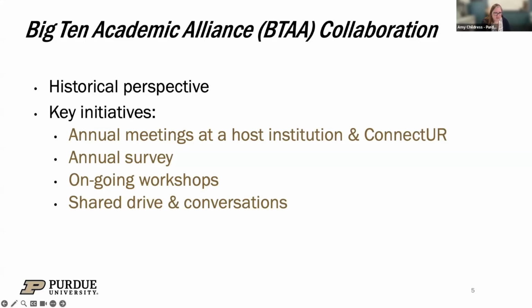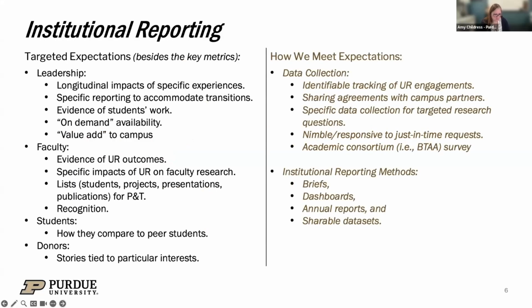If we look at our next slide, it gives some information about Purdue specifically and the institutional reporting that we put together. The one side has expectations that we have from various groups of leadership, faculty, students, and donors. You probably all hear stories are the most important, but you have to have stories along with numbers. And then on the right side in gold, you can see how we are meeting those expectations.